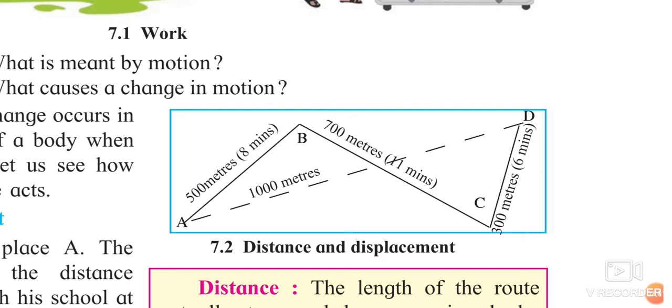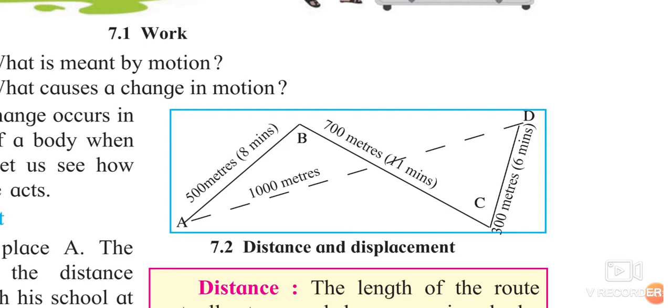So right now you can see from A to B it is 500 meters. You are traveling 500 meters and it requires 8 minutes to travel. If you go from B to C, you are traveling 700 meters and it takes 11 minutes. Means total how many minutes? 19 minutes, because 8 minutes earlier and this 11. How many meters have you already traveled? This 500 meters and that 700, means 1200 meters you have already traveled till you reach C.